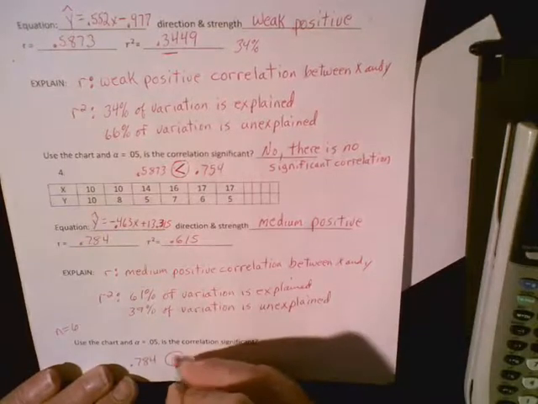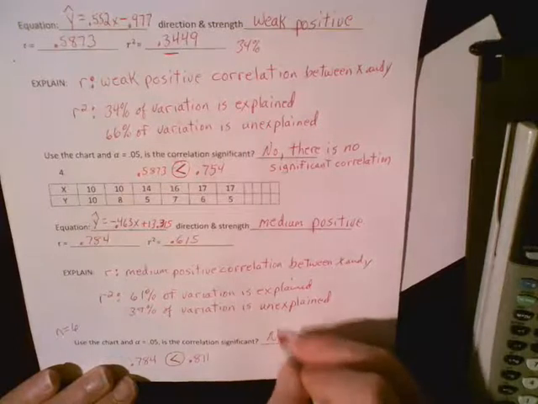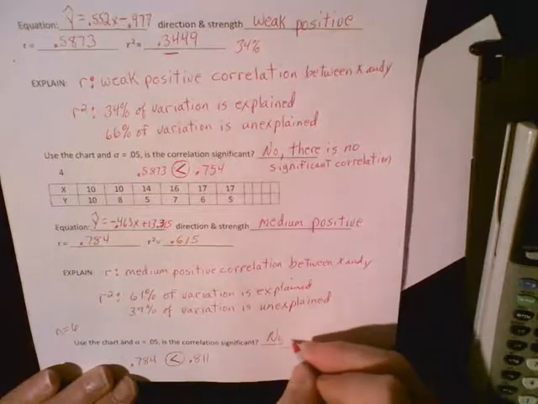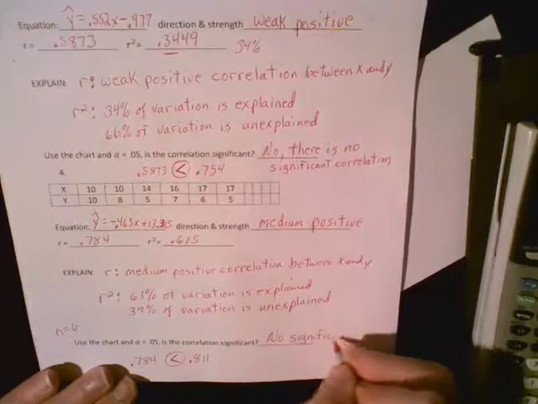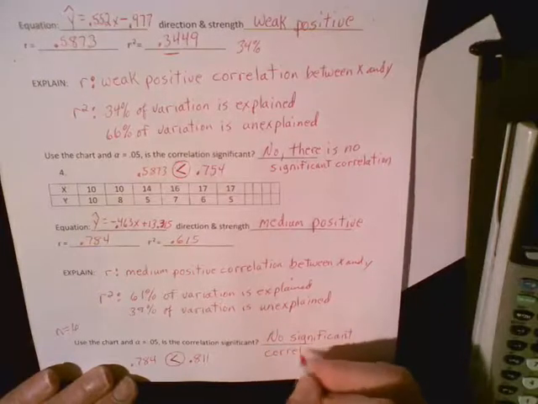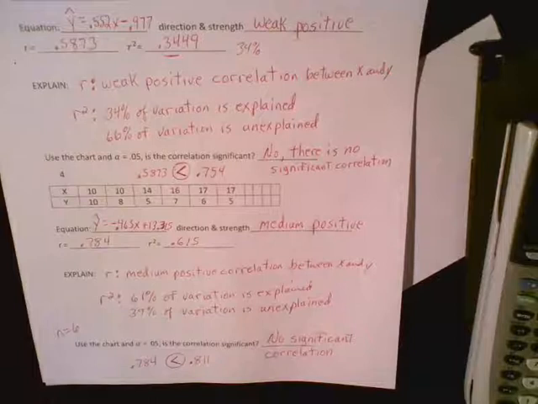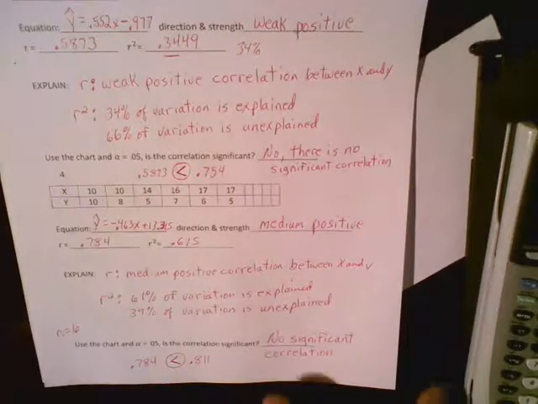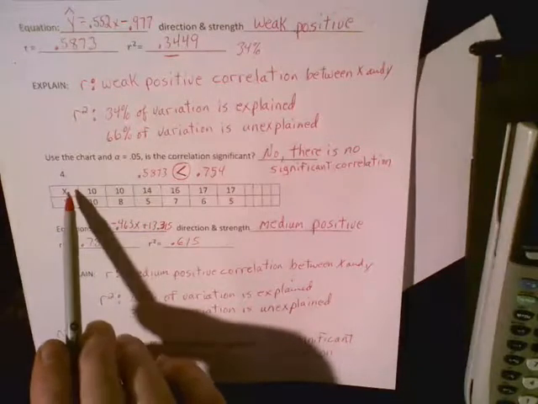And you'll notice that our R is just a little bit smaller than that. So that tells us that there's no significant correlation. So we really shouldn't be making predictions off the information that we have, because what correlation we do have isn't significant enough to say that the Y's follow off of the X's.